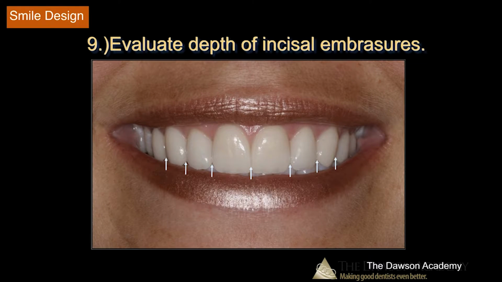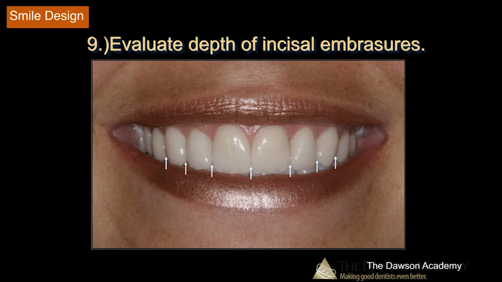The embrasures, the incisal embrasures, are these small little spaces that we have as the two teeth connect down at the edge of the tooth. What we say with these incisal embrasures is that there's a very specific way they should be. The depth of the incisal embrasures should be the least deep between the two front teeth, and get slightly deeper as we go back between each individual tooth.